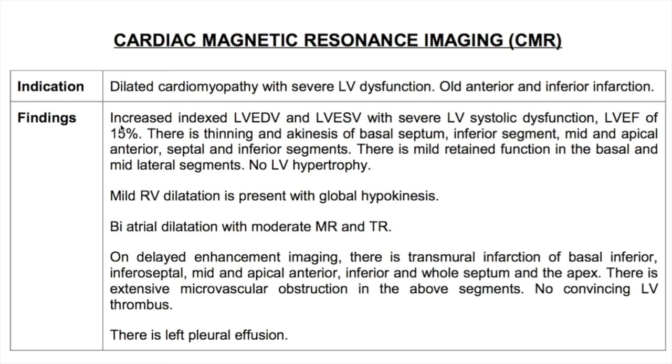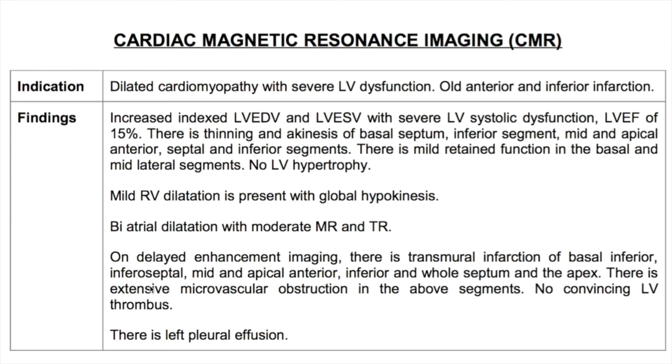On the left side, we talk about the left ventricular volumes and the left ventricular function, and this is where we talk about the morphology, saying that there is thinning and akinesis of different segments of the myocardium and whether there is LV hypertrophy or not. This is then followed by delayed enhancement, where we specifically say transmural infarction of basal inferior, inferoseptal, mid and apical anterior, inferior, and whole septum and the apex.